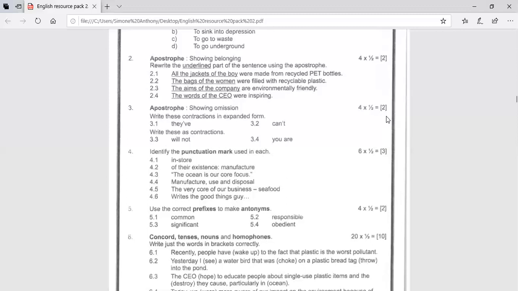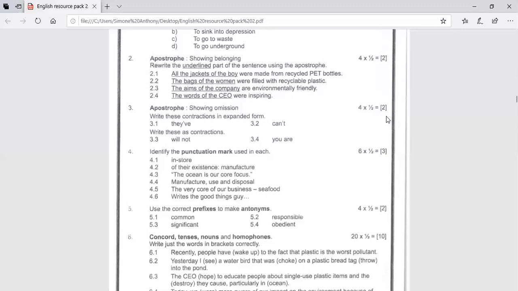Question 5, use the correct prefixes. Prefixes are the letters before a root word. Suffix, when you talk about suffixes, you talk about the letters at the end, after the root word. So they're telling you, use the correct prefixes to make antonyms. So common will become uncommon, responsible, irresponsible, significant, insignificant, obedient, disobedient.